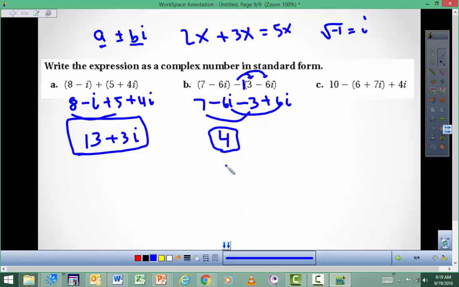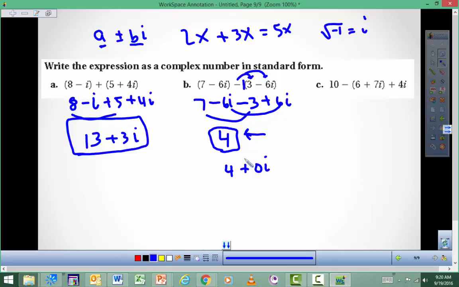Now, if you really wanted to, you could write it as 4 plus 0i. But of course, 0i means there's nothing for the imaginary part. And so you're going to have a couple of these also on your study guide where you just have to simplify things a little bit.